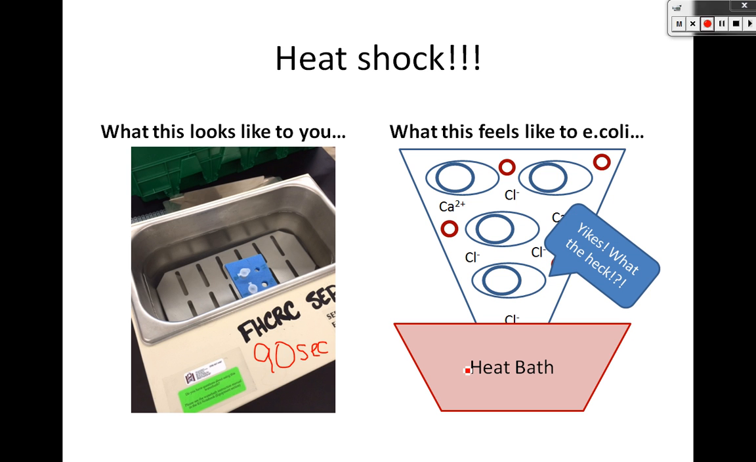So you put it in, you shock it for 90 seconds, and in the heat, what the E. coli is feeling is kind of like, yikes, what's going on? Why? I was nice and cool and happy. Now I'm really hot, and this is not cool, people. But that's important. We want the E. coli to be a little disturbed at this point, so this is good.